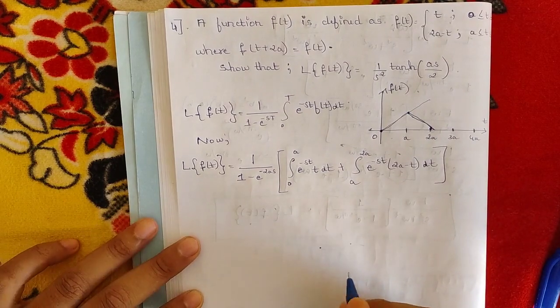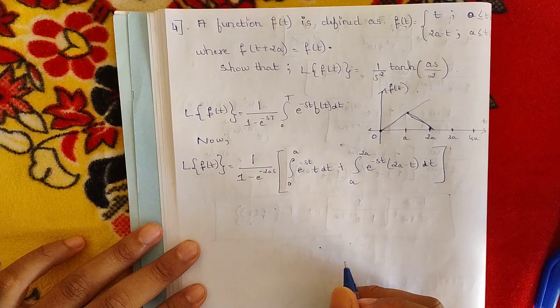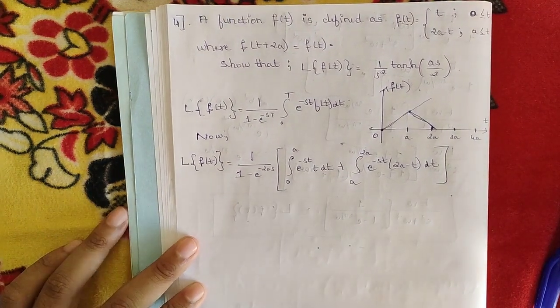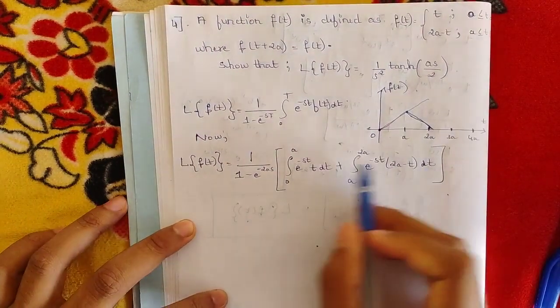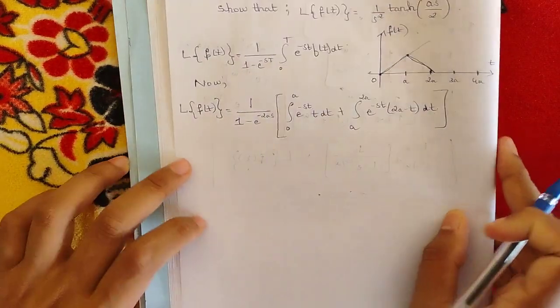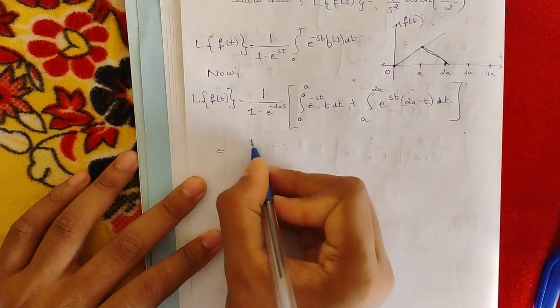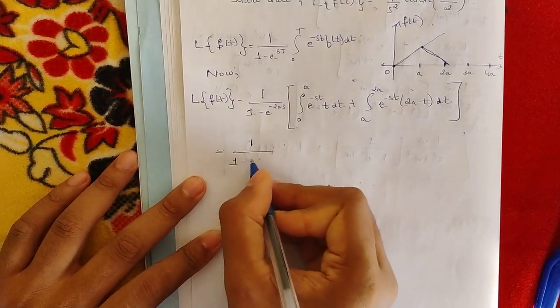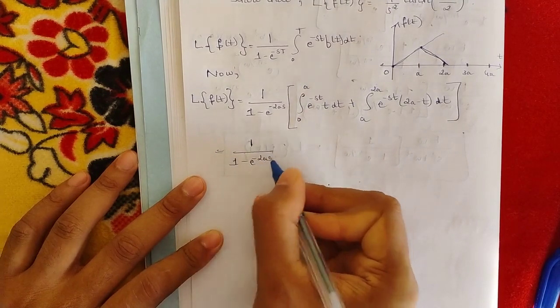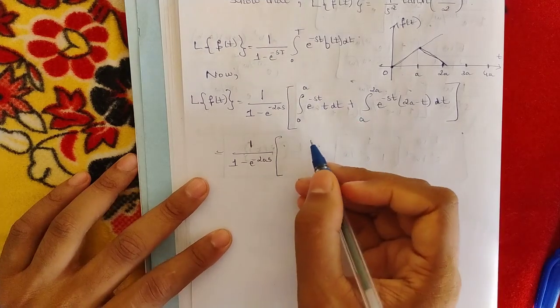Now solve separately. So for these two integrals, apply integration by parts. Integration by parts formula you know, right? If you don't know, let's recall it now. 1 divided by 1 minus e to the power minus 2as into, let us apply integration by parts here.